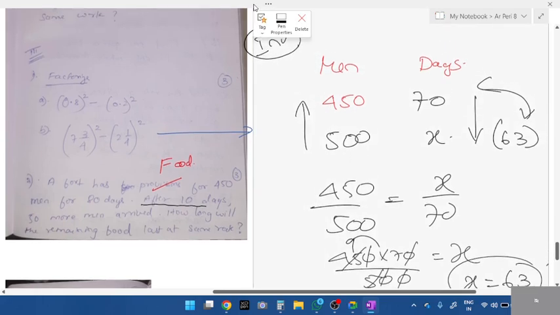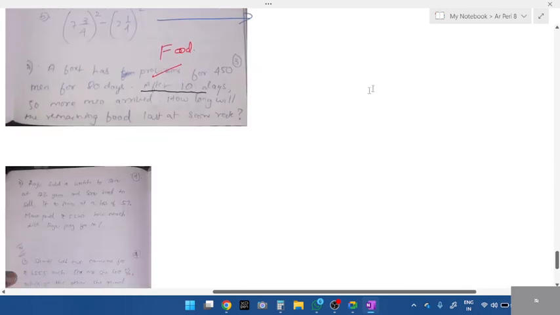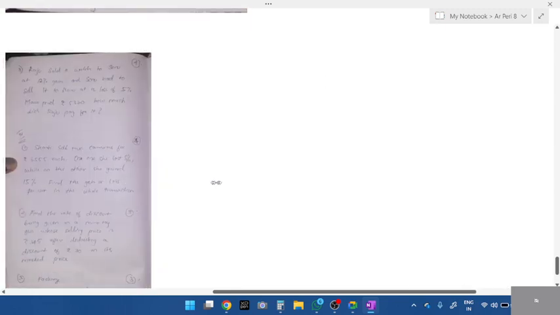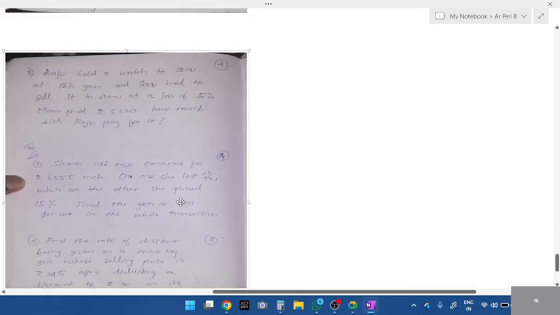Shall I do the next one? Completed? Yes, respond, students. Shall we try the next question? Okay, look at the next one. Yeah, this is a bit tough question. That's the reason I've given it for 4 marks.